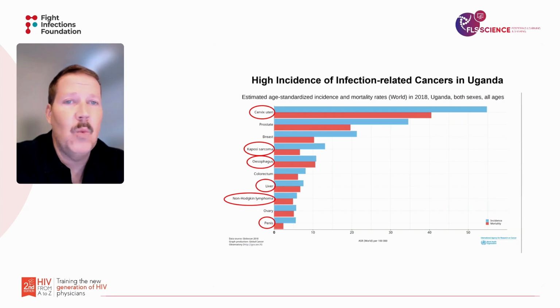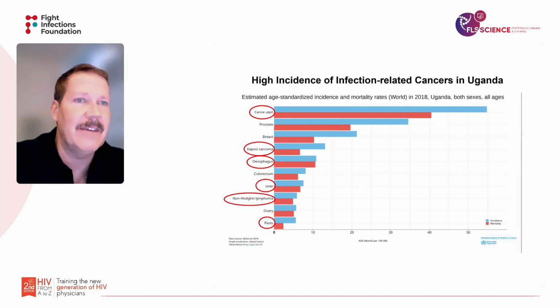And where I am, thinking of Uganda, we can see that 6 of the top 10 cancers observed in our population have a known infectious cause. And again, I think this is important to recognize, that when we think about HIV infections in people living with HIV, we need to really contextualize where they are and what cancers they may be at highest risk for.